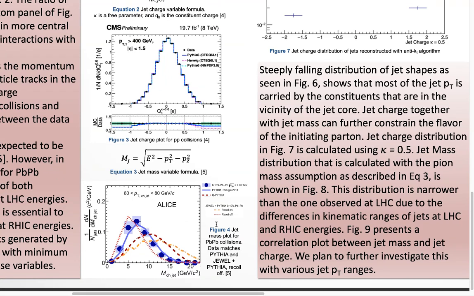Jet mass is another such observable, expected to be sensitive to the QGP. However, in this plot here, we see that it matches Monte Carlo simulations for both quenched and unquenched jets. Therefore, it is essential to study this at RHIC energies with low jet pT to disentangle these effects.